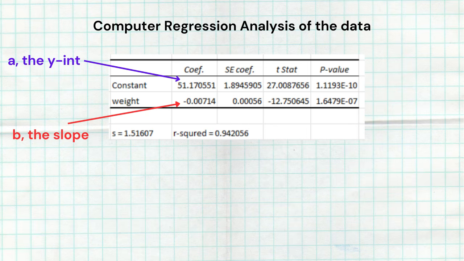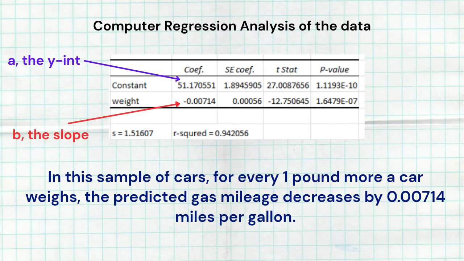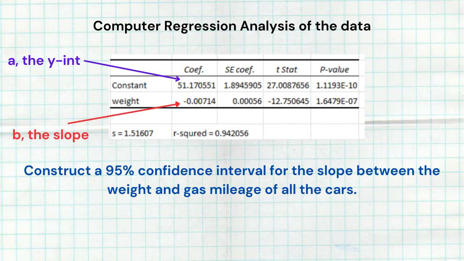So the slope is negative 0.00714. Now that slope tells me that for every 1 pound that a car increases, the gas mileage is predicted to go down 0.00714 miles per gallon. But that was just the slope for the 12 cars we looked at. We want to construct a 95% confidence interval for the true slope of the regression line for all the cars. All right, so step 1 is naming it.